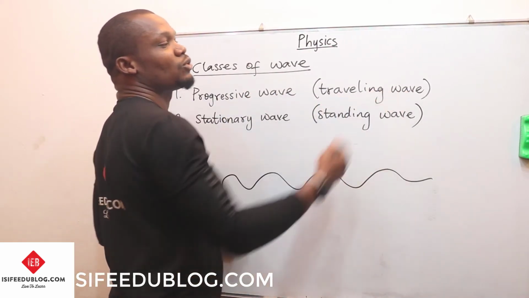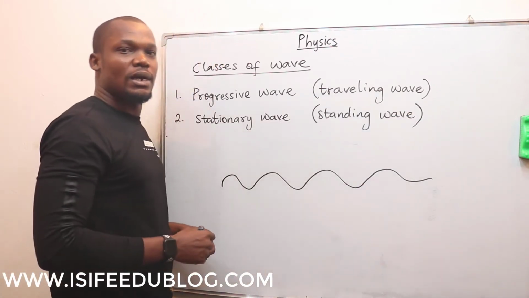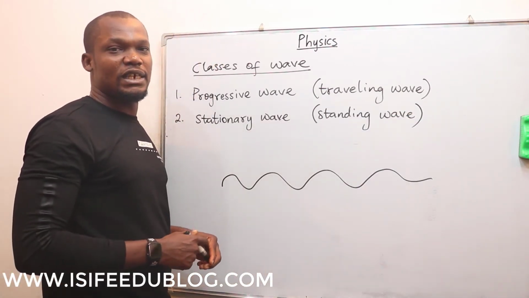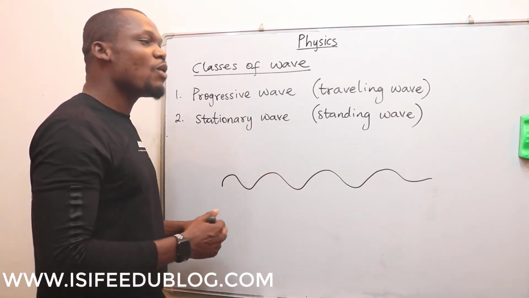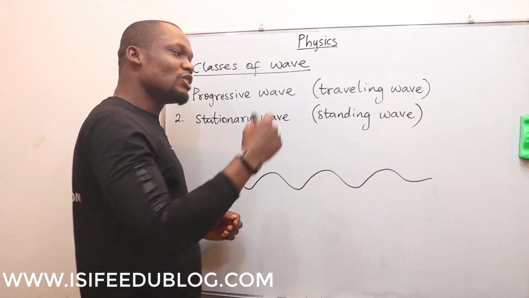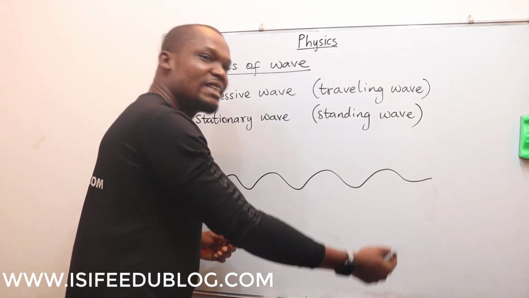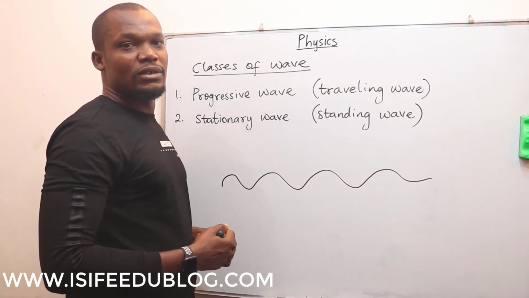And that is why it is called a traveling wave, because it moves from one point until it is finished at a given point. What are stationary waves? Stationary waves are waves that propagate to a fixed point and then return back to the starting point, or the point of action.